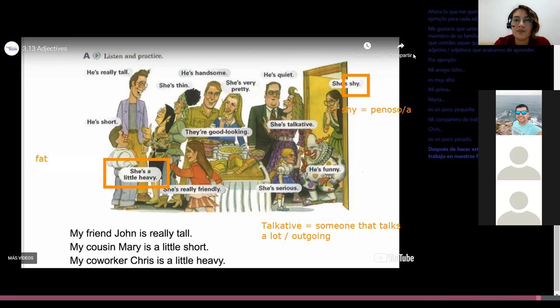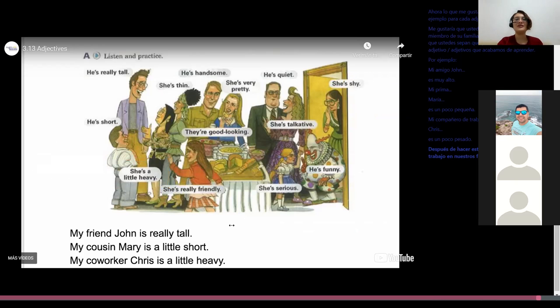When I say they are good looking, it's for both he and she in the example. Yes, they could be for men and for women. Okay. Excellent. What else?